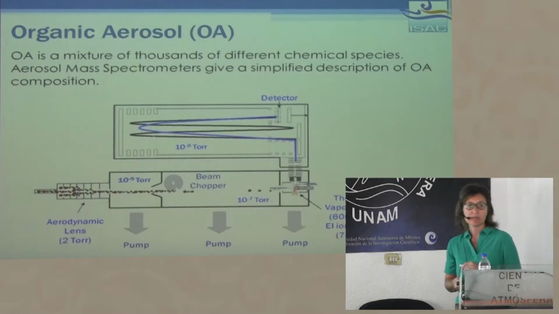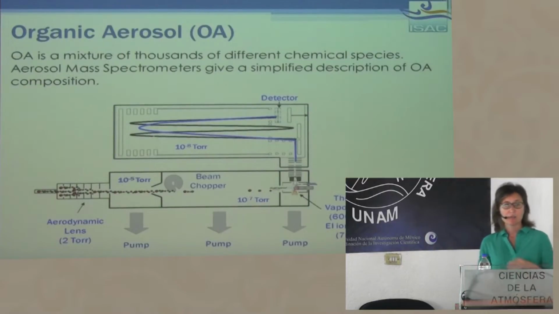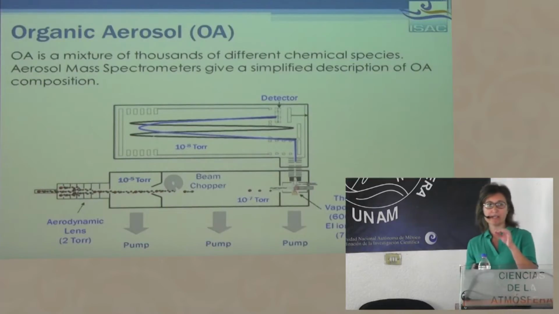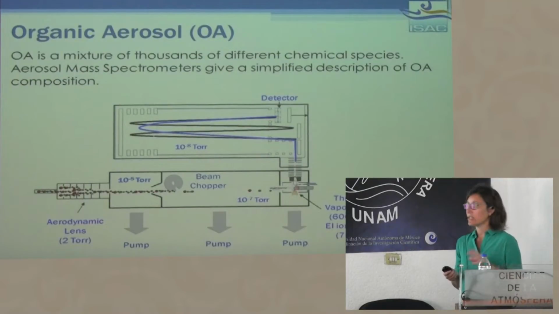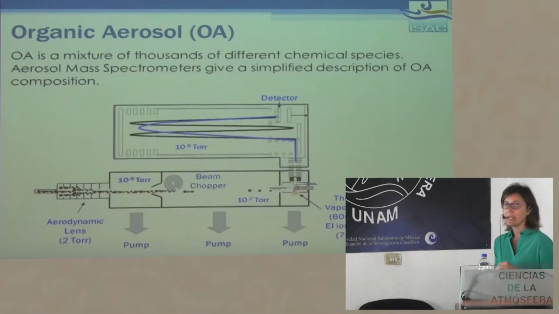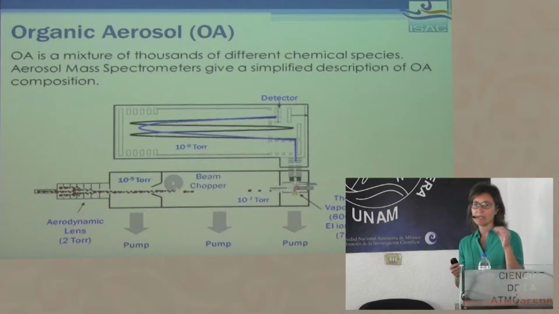Organic aerosol is a mixture of thousands of different chemical species. So while at the beginning researchers were trying to characterize organic aerosol, identifying the different chemical species, during recent years, aerosol research has developed this instrument, the aerosol mass spectrometer, that gives us the possibility to describe organic aerosol in a simplified way.